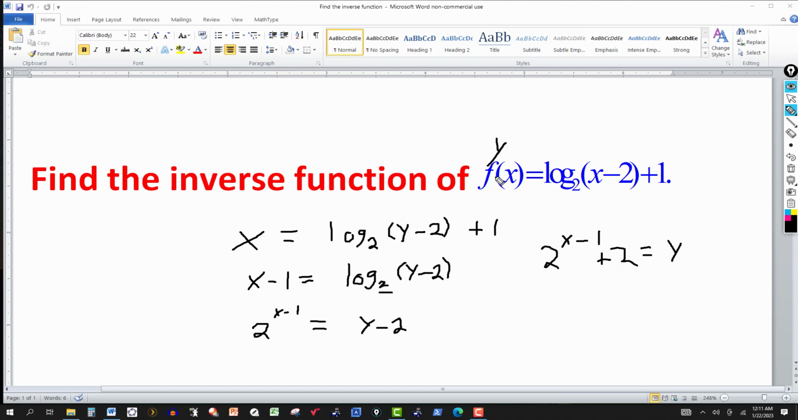If it's f, you give the answer with f inverse, or if it's g, and you find the inverse of that function, it'll be g inverse. So here I just write that. I put it on this side, so it's going to be f inverse of x equals 2 to the x minus 1 plus 2. And this is the inverse function of the given logarithmic function. So keep in mind that when you have a logarithmic function, the inverse of a log function is always an exponential function, and vice versa.